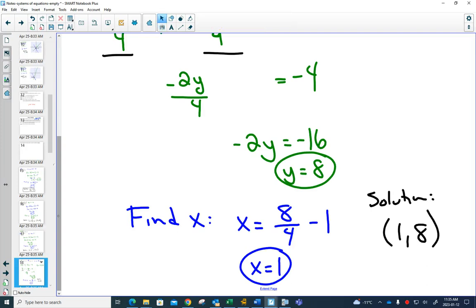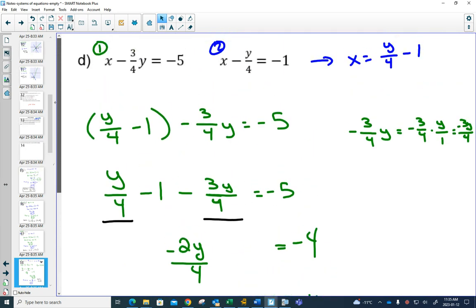We can check with mental math if it works. I'm going to scroll up to the beginning. I'll scroll back down afterwards if you need me to. Okay? If x is 1 and y is 8, does equation 1 work? 8 divided by 4 would be 2. 2 times 3 is 6. Is 1 minus 6 negative 5? Yes. Second one. Y is 8. 8 divided by 4 is 2. X is 1. Is 1 minus 2 negative 1? Yes. So our solution works.